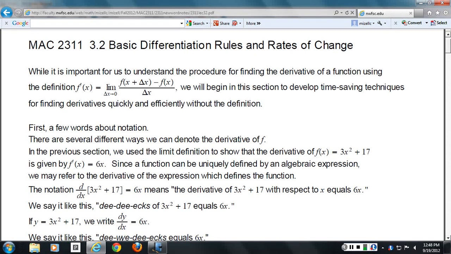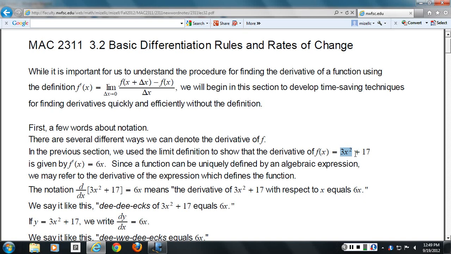If we have the function f of x equals 3x squared plus 17, the derivative, f prime of x, can be shown to equal simply 6x. And 6x would, if we had a point on this graph of y equals 3x squared plus 17, and we substitute its x coordinate for x, the slope would be 6 times the x coordinate. It's basically what we're saying.